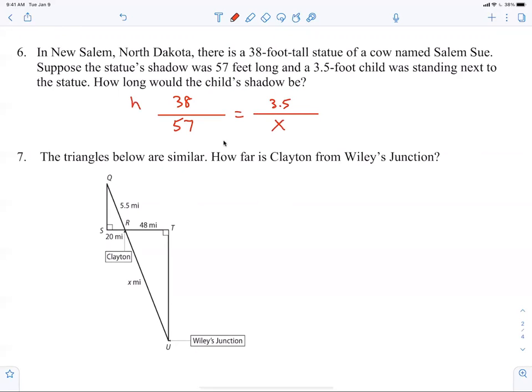So this is the height and this is the shadow. Yeah. All right, that's excellent. So go ahead, tell me. So 38X is equal to, okay, so you got 57 by 3.5. Oh, I get it. 199.5, and then divide that by 38 to get 5.25 feet. Did anybody else get 5.25 feet? All right, I'm happy with that.